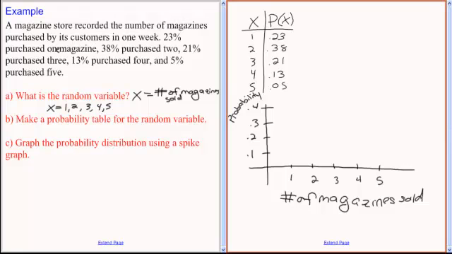Starting to set up my spike graph, I have the number of magazines sold, all of my possible x values, on the horizontal axis, and then each of the probabilities on the vertical. So I put dots up to the probability, and then I connect with my spikes. And there is the probability distribution using that specific spike graph.